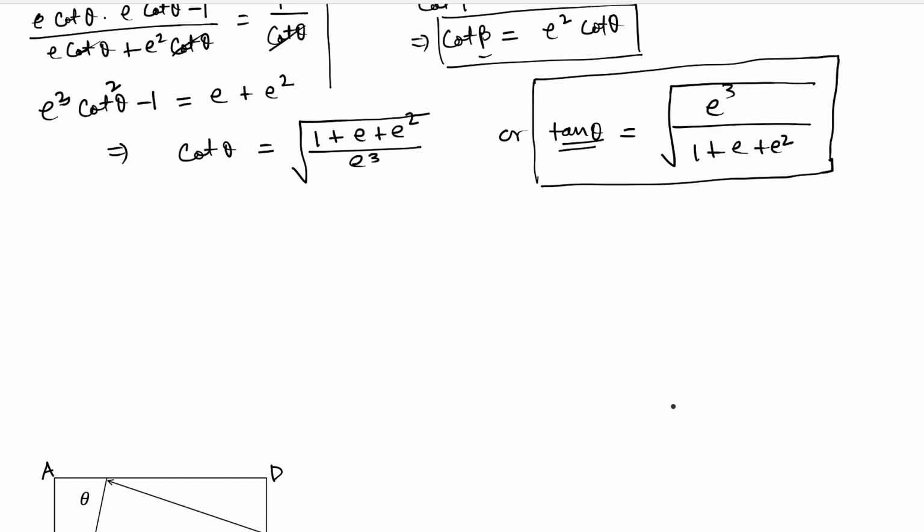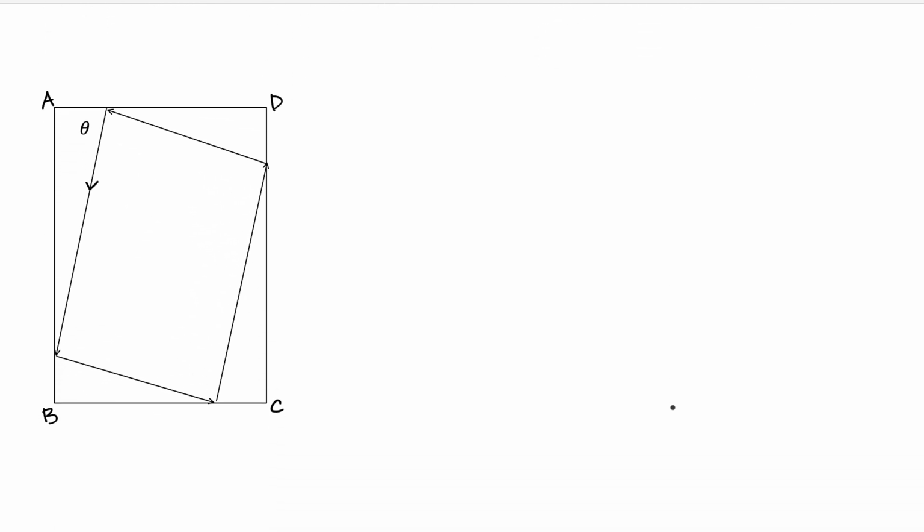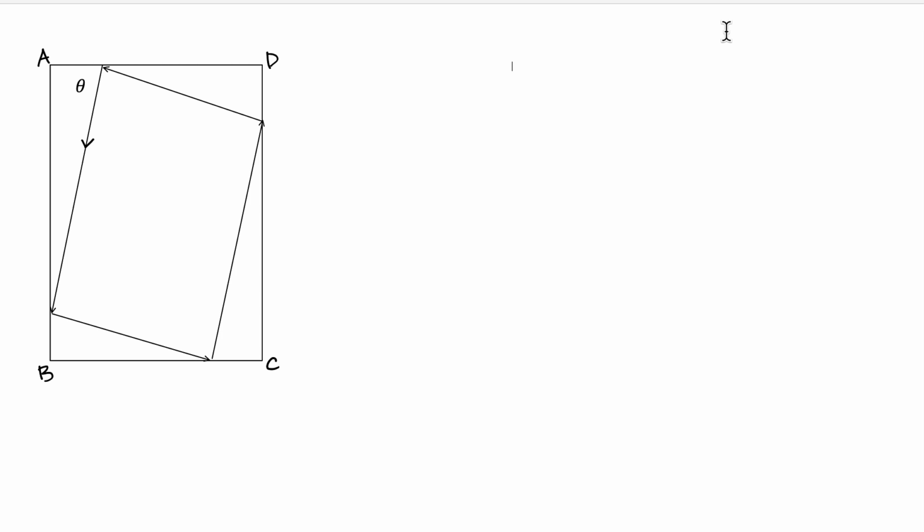Now let me ask you another question. Let's think about this question now. Similar question, but with a little bit of a twist here. So now there is a pool table. Let's say it's a pool table.